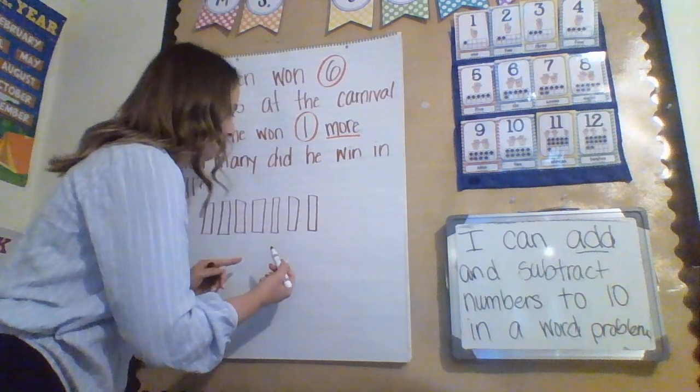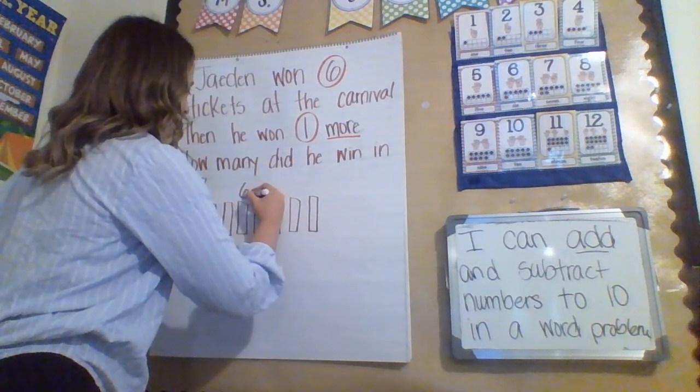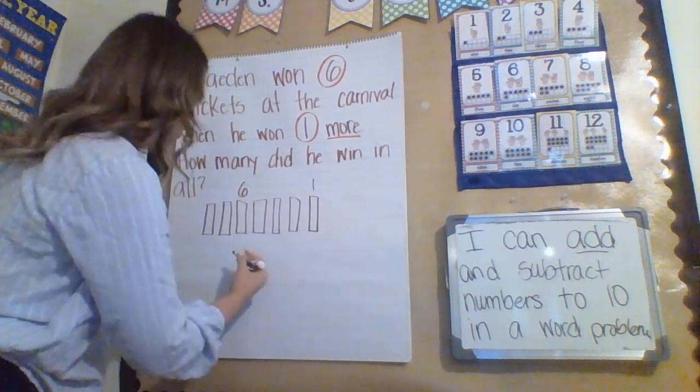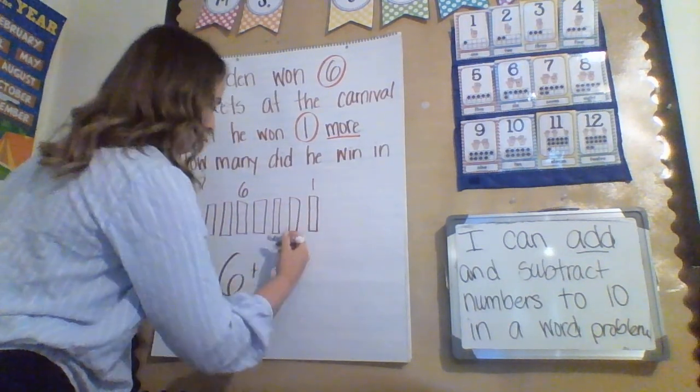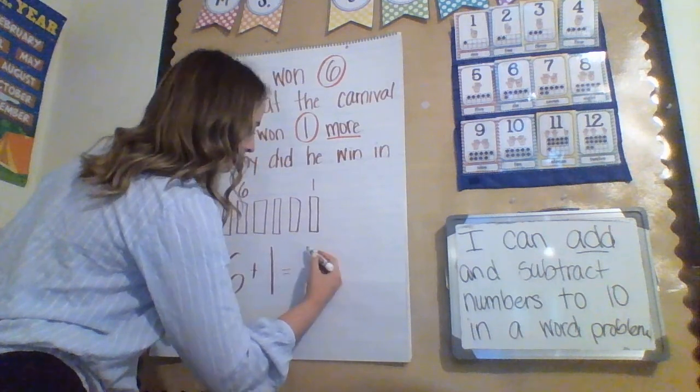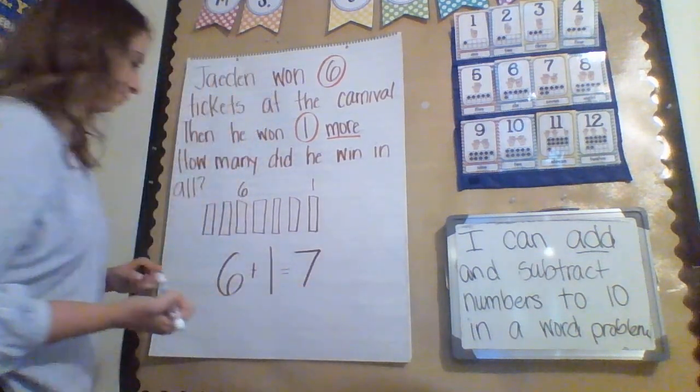So let's think about our problem. We have 6 here and 1 here. So, all right, 6 plus 1 more equals 7.